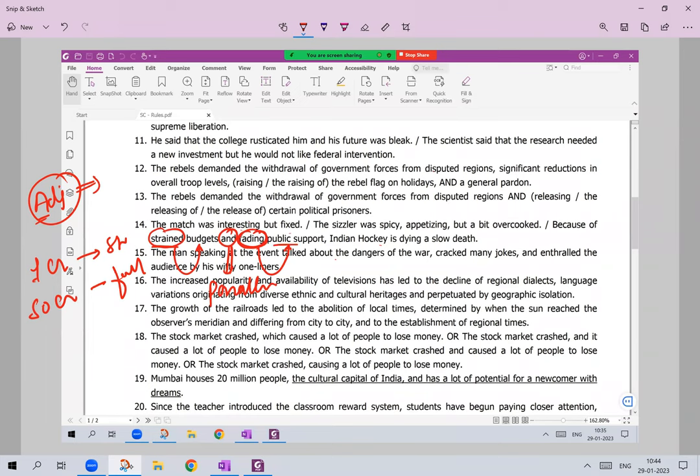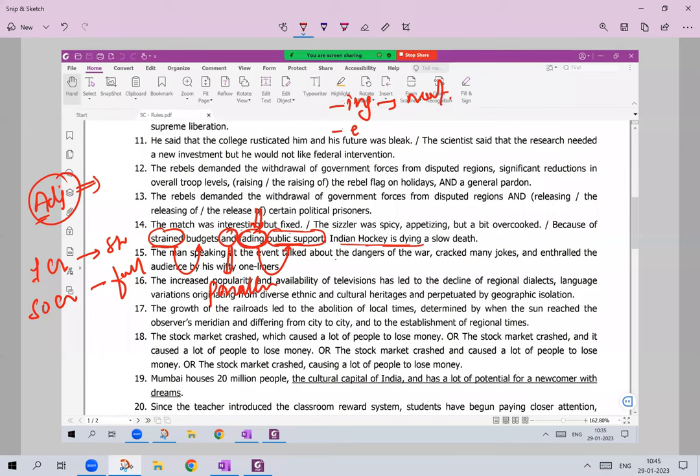Fading public support. Imagine today you are a big celebrity. You have a huge public support. Tomorrow, if you're caught in some scam, your public support will go or not? It will not be under your control at all. Absolutely not under your control. Tomorrow, if you're caught in some scam and you feel that the public should still support me, it won't happen. So this is something which is not under your control. So because of strained budgets and fading public support, Indian hockey is dying a slow death. So the -ing form of adjectives, please understand, is not under your control.